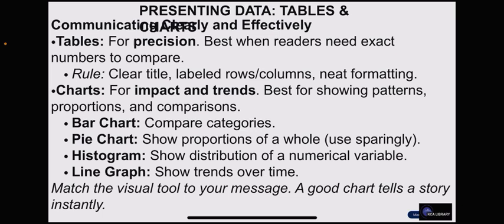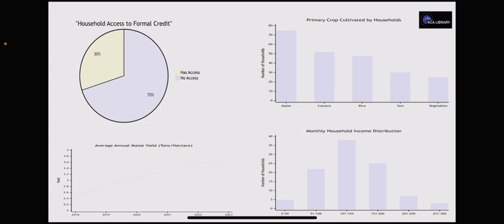A histogram is there to show the distribution of numerical variables, while a line graph is there to show trends over time. In doing this, you match the visual tool to your message, and a good chart tells the story instantly, even without you writing anything else. Once they see the chart, they will be able to understand and deduce what you are trying to pass across.